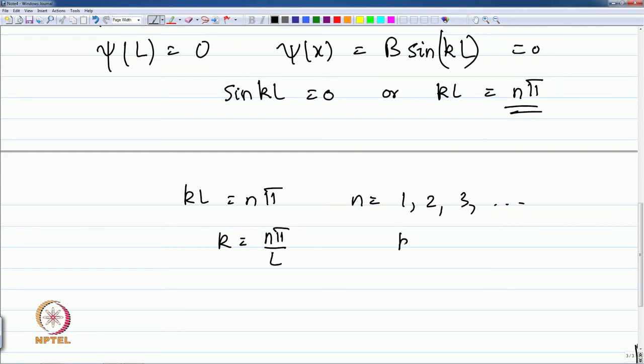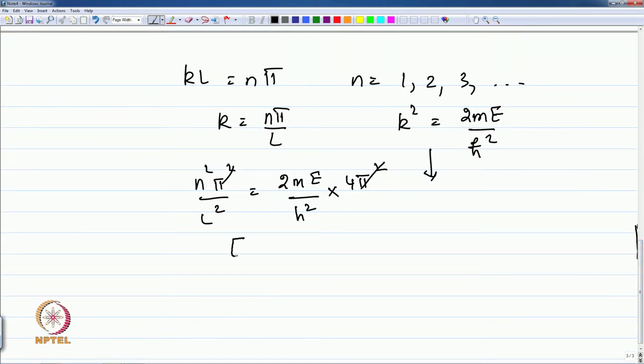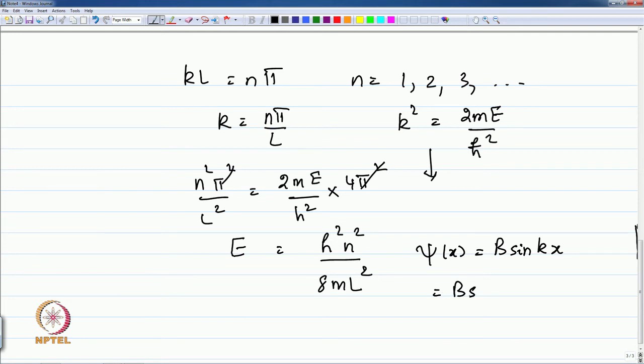Look at this, k squared if you recall is 2mE by h bar squared. Therefore, this gives you immediately that n squared pi squared by L squared is equal to 2mE by h squared times the 4 pi squared that we have. Cancel things off and you immediately get the solution, namely E is equal to h squared n squared by 8mL squared. And what is the solution for the wave function? Psi of x is b sin kx, which is b sin n pi x by L, because k is n pi by L.